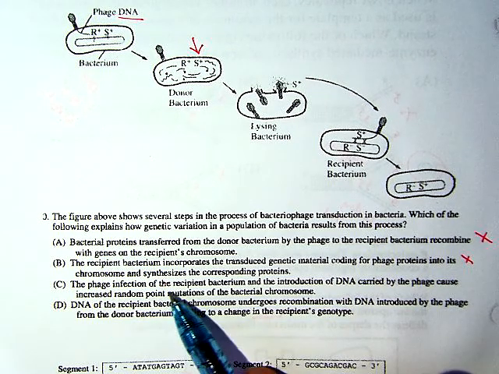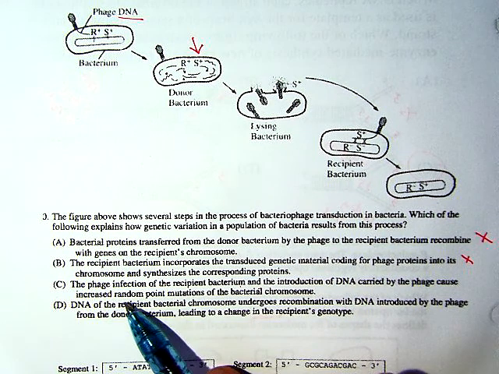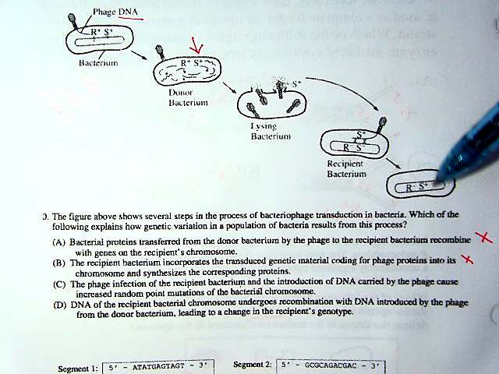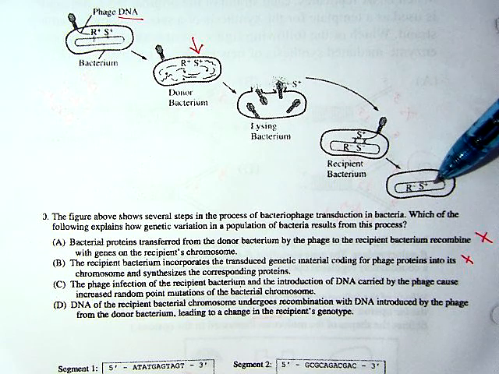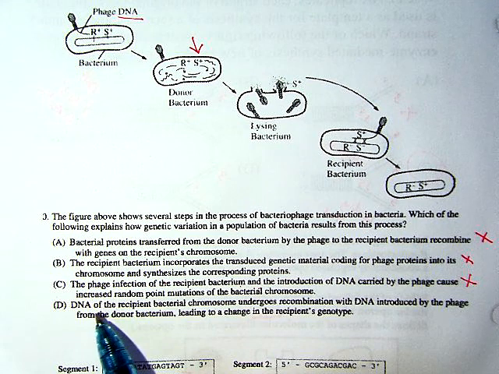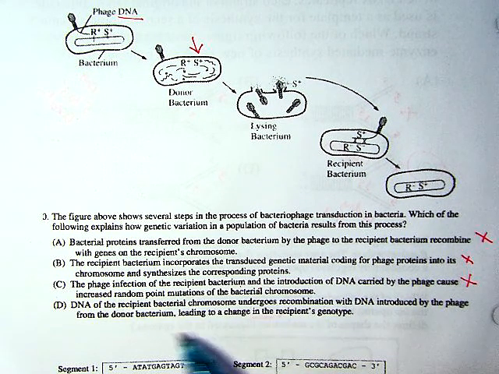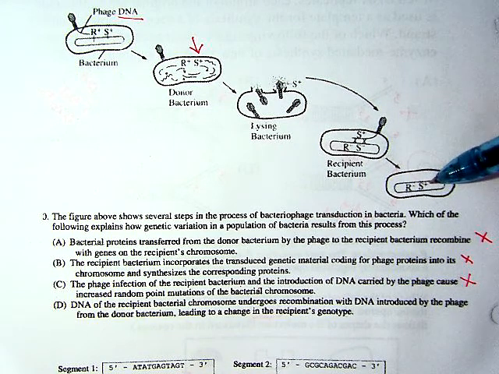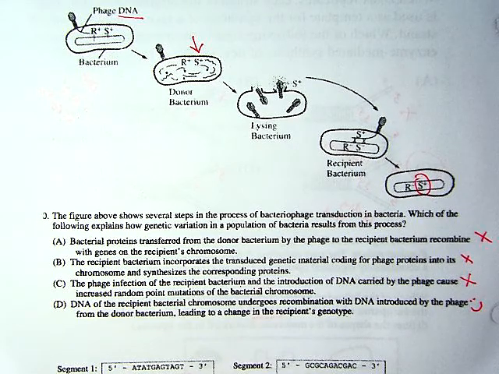The phage infection of the recipient bacteria and the introduction of DNA carried by the phage cause increased random point mutation of the bacterial chromosome. Okay? We're not seeing any mutation here. We're seeing R minus and S minus becoming R minus and S plus. So that is incorrect as well. And D, the DNA of the recipient bacterial chromosome undergoes recombination with DNA introduced by the phage from the donor bacterium, leading to a change in the recipient's genome. We're going from S minus to S plus. So D is the best answer choice for question number 3 there.